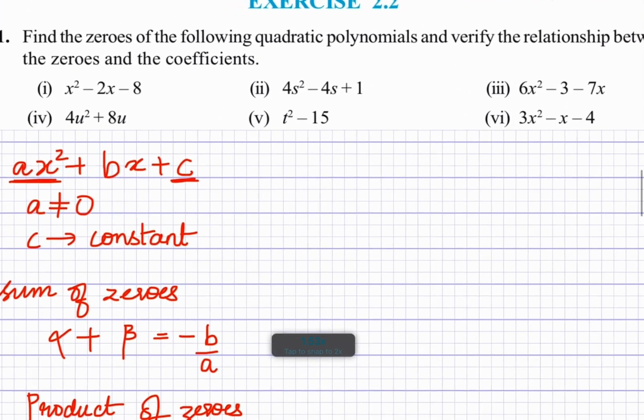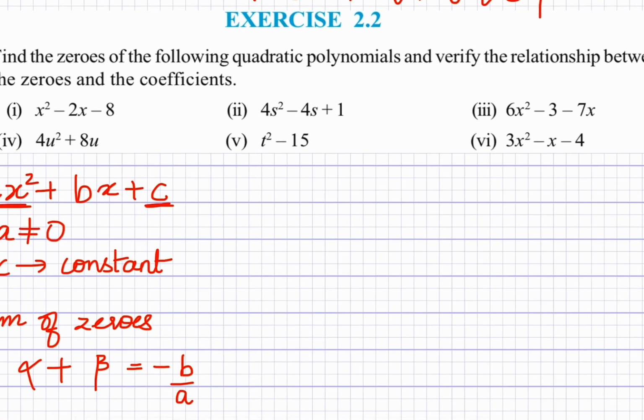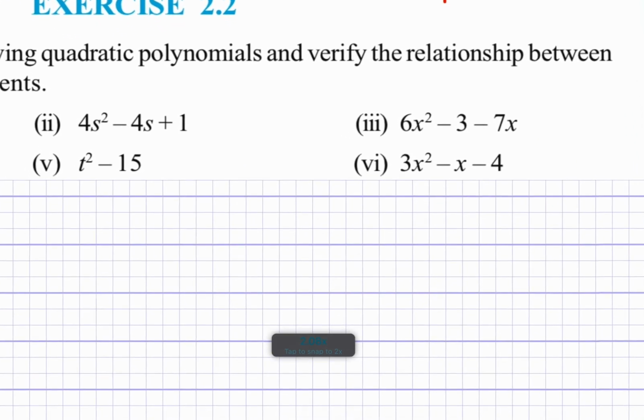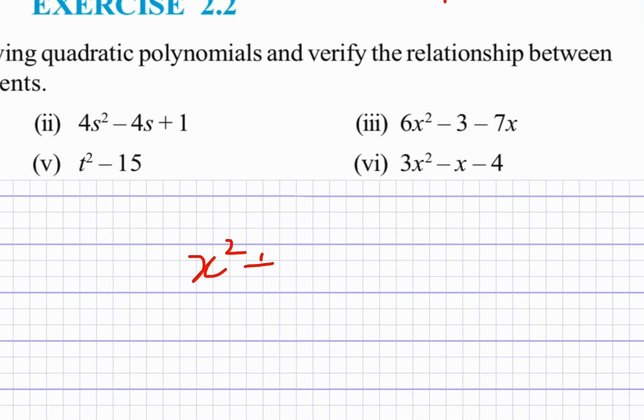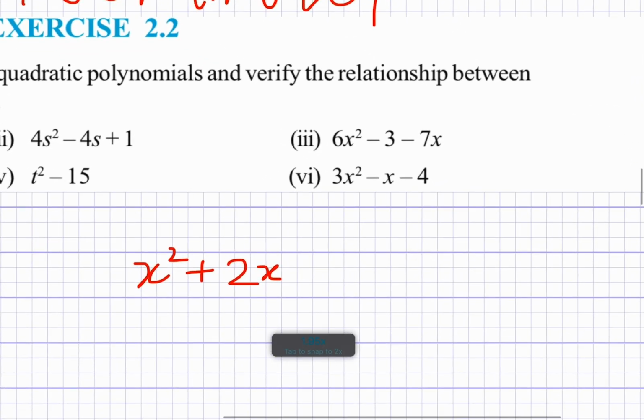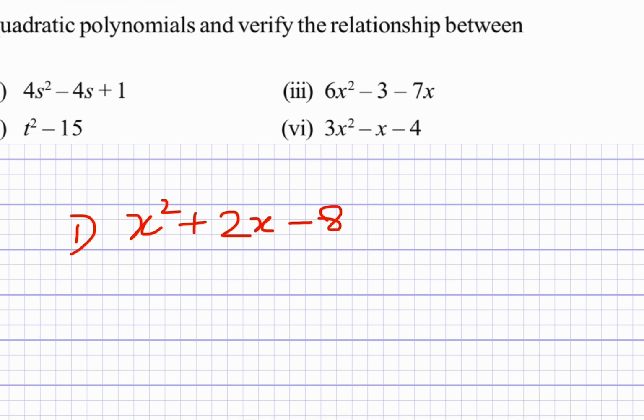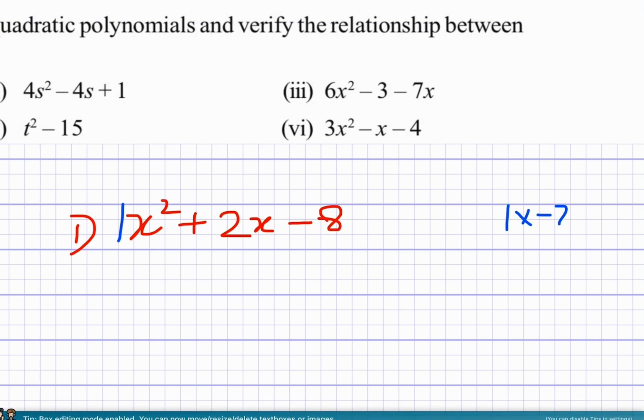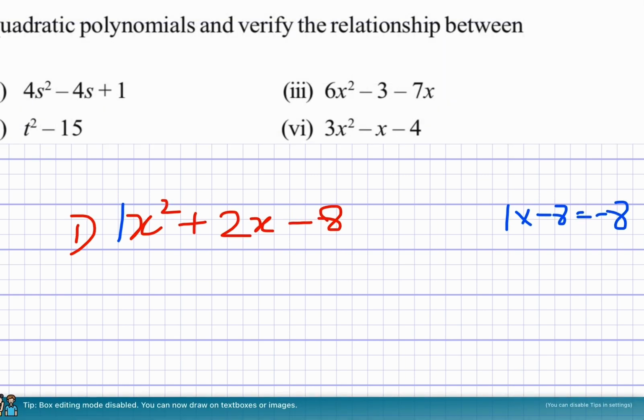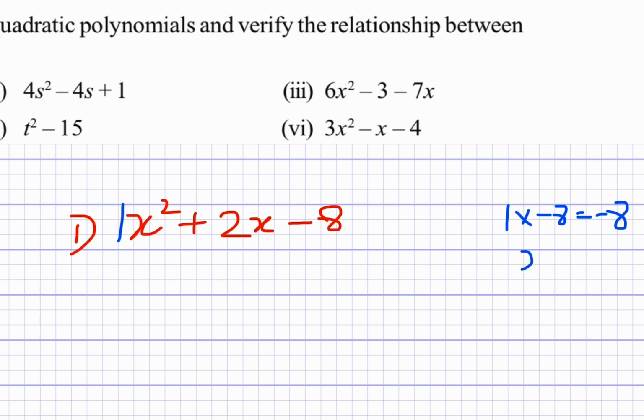So our first question is x square plus 2x minus 8. So how do we do this? First we have to multiply the first term. Here we just assume it as 1. We don't need that in this equation, but further on we have to look for that. So we multiply 1 into minus 8, so we have to get minus 8. The product should be minus 8 and the sum should be 2.